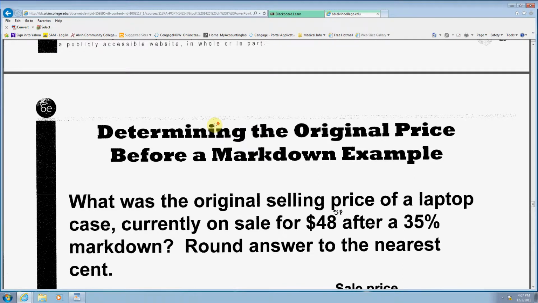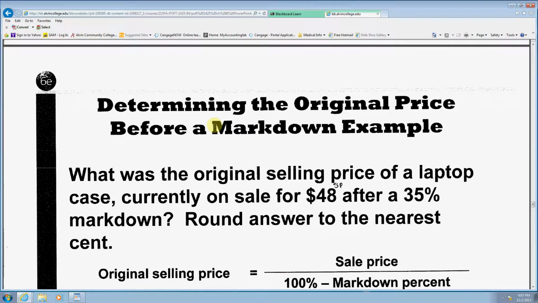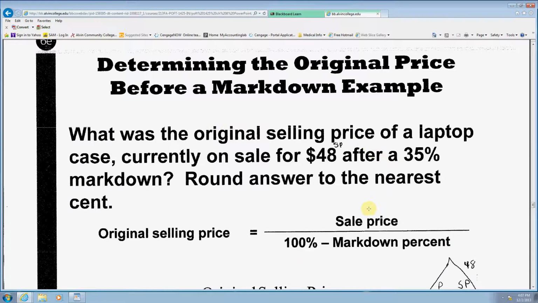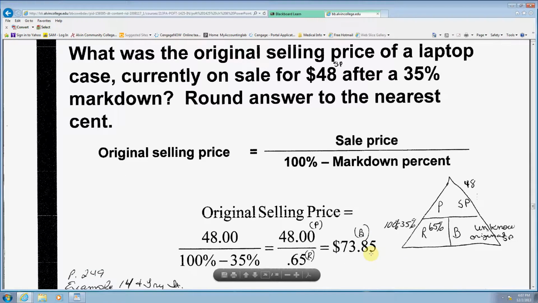So what was the original selling price of a laptop case currently on sale for $48? That's our sales price after a 35% markdown. Round your answer to the nearest cent. So our sales price is 48, and 100% minus the markdown gives us 65 cents. Divide that into the sales price and it's $73.85. We could do the same thing with our triangle. Sales price 48, 100% minus 35 is 65, to get our original sales price of $73.85.